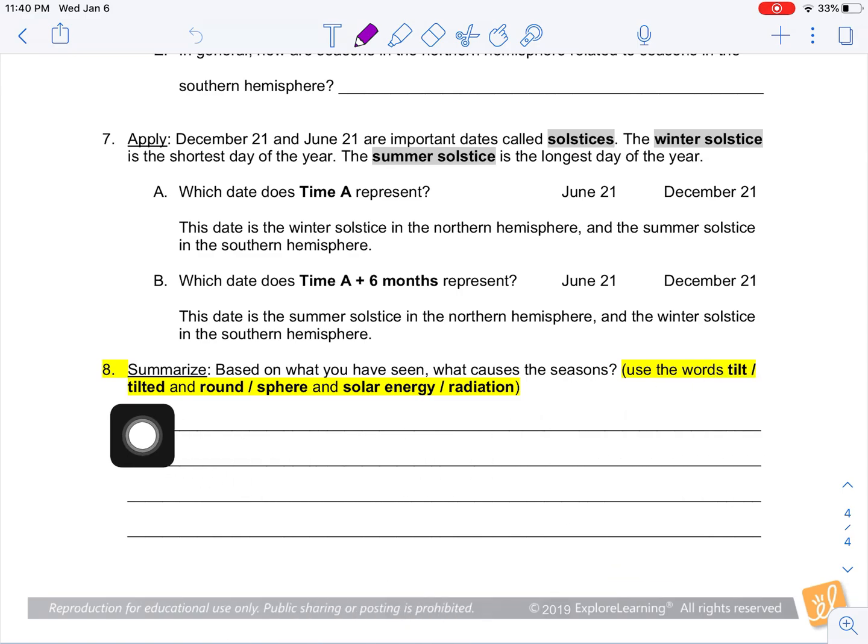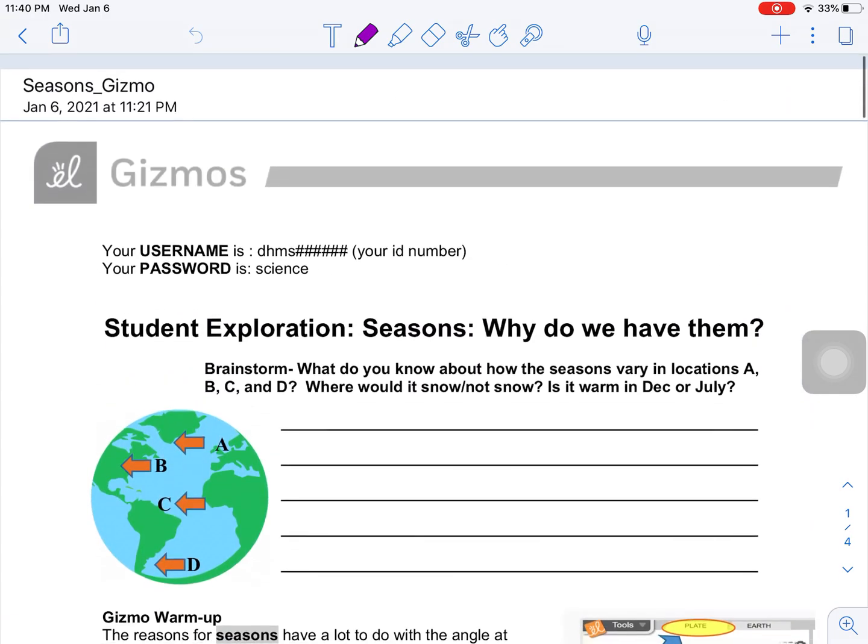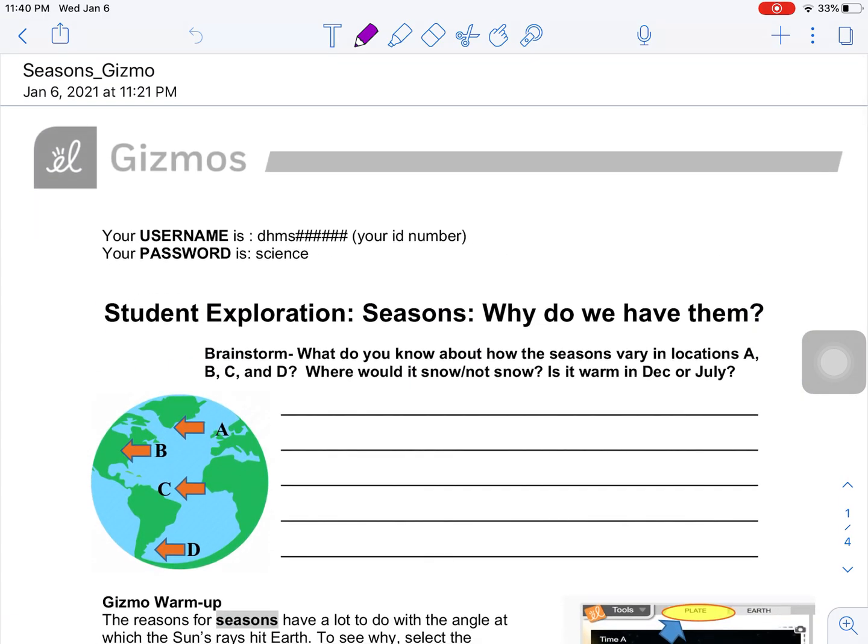I've given you a couple tips of words I want you to include in your summary sentences in order to make sure that you have a complete summary sentence hitting the main point of what it is exactly that causes us on planet Earth to have seasons, okay? So make sure to include those words, and I think you'll end up with an excellent summary. All right, well, that is your work for Thursday and Friday.